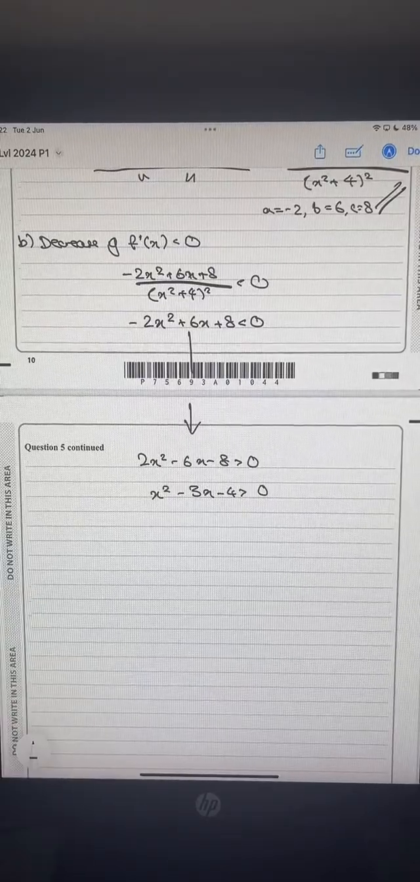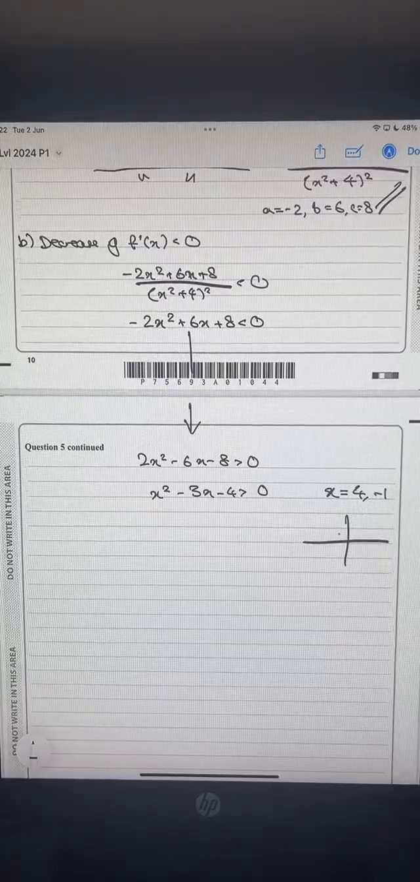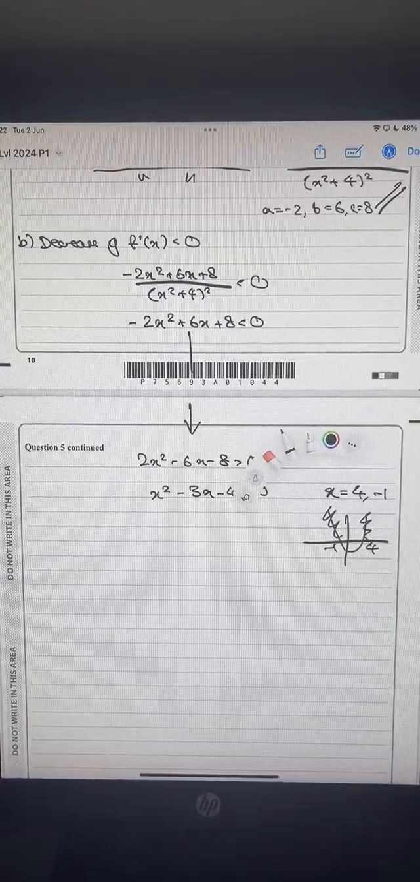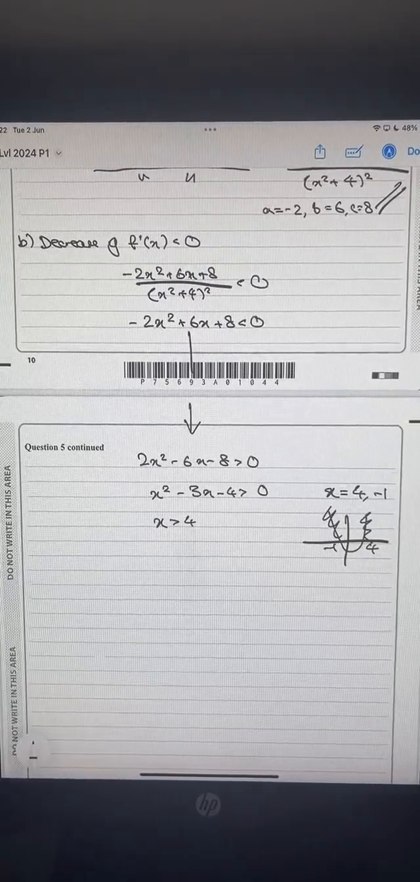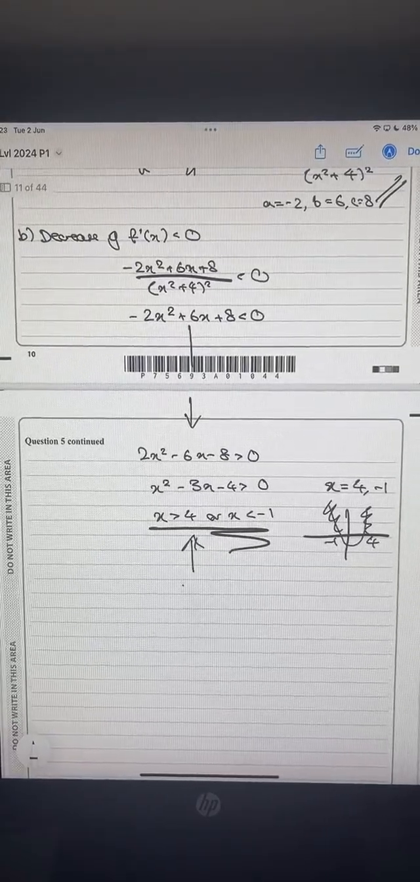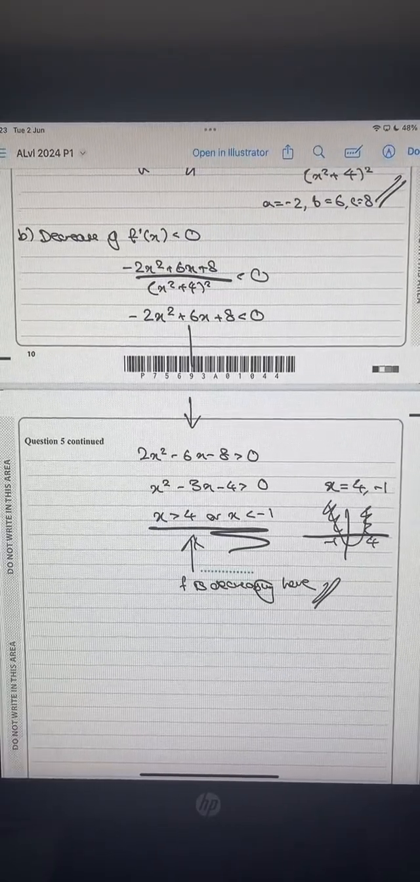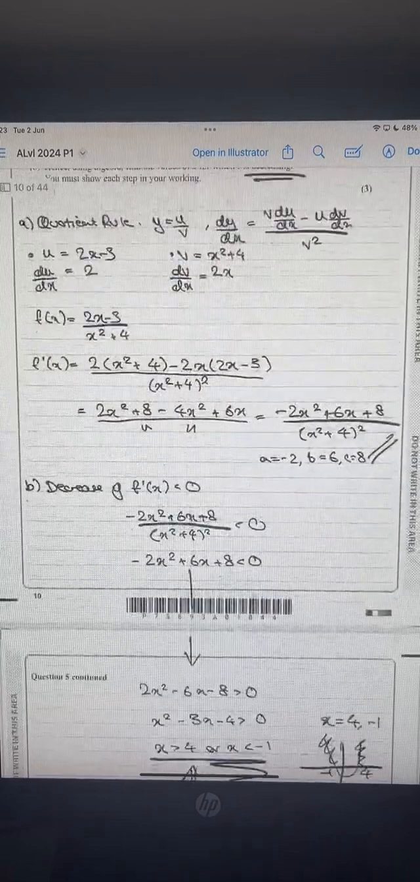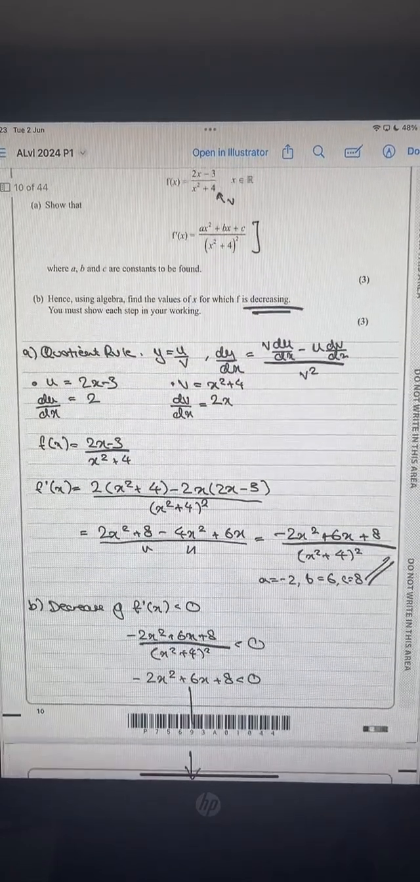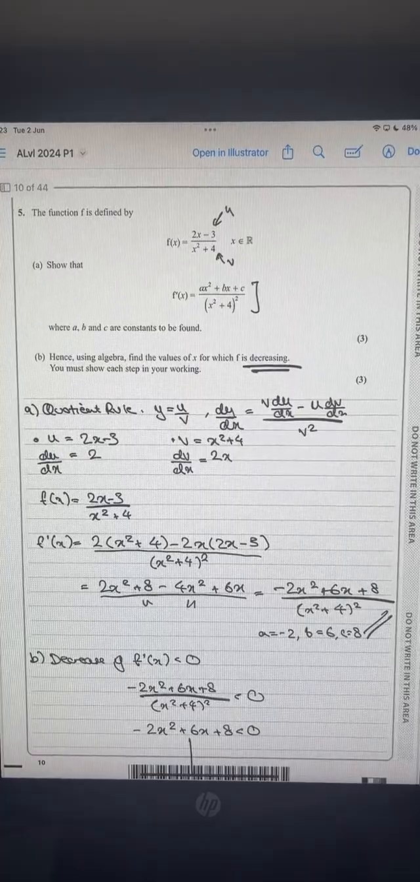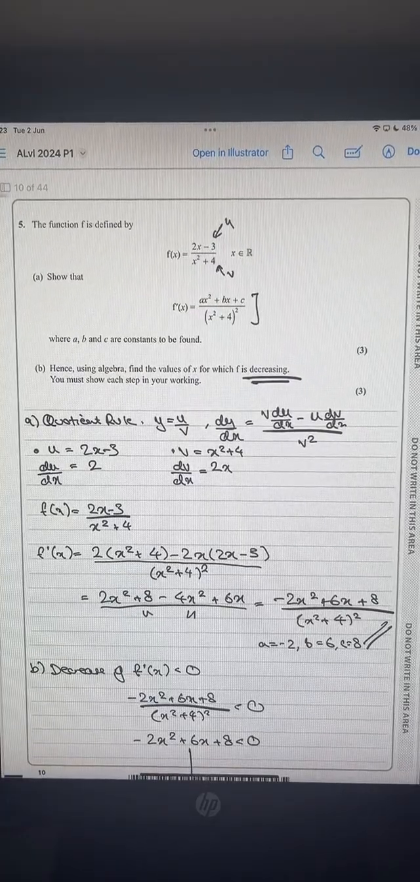So I know that x is going to be equal to 4 or -1 if I solve this as an equation. So when I do my little graph, I need that to be greater than 0, so it's going to be there or there. So x is going to be greater than 4, or x is going to be less than -1. And that is where f is decreasing here. And that is it. Very nice. dy by dx is less than 0. Exactly. So 6 marks, guys, for some differentiation and some decreasing functions.